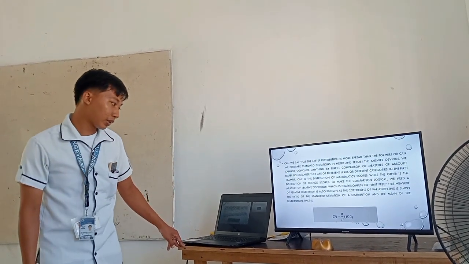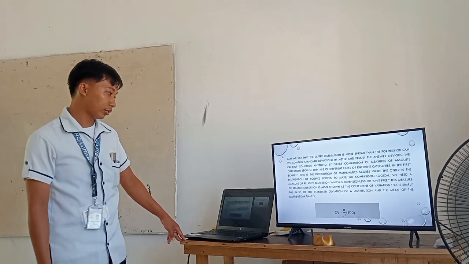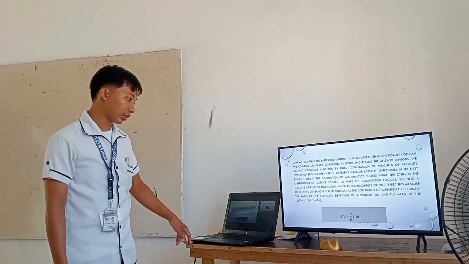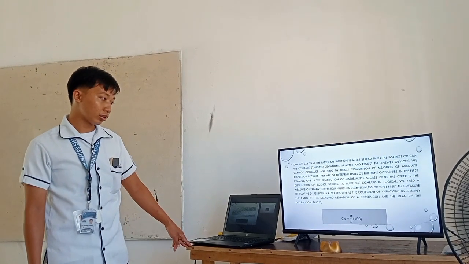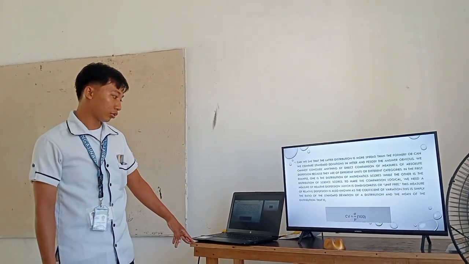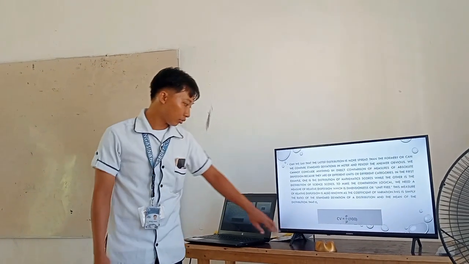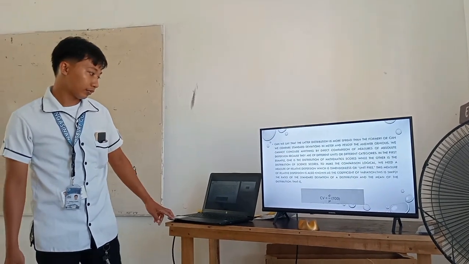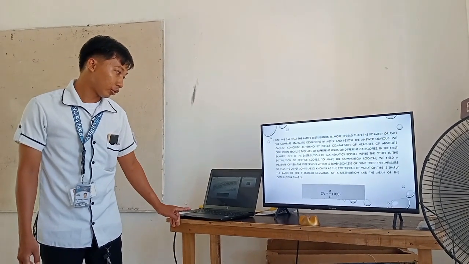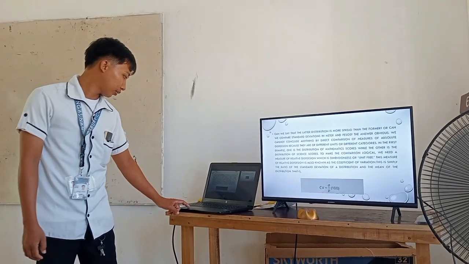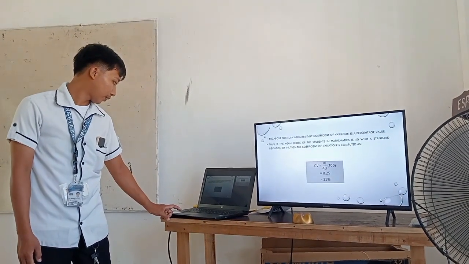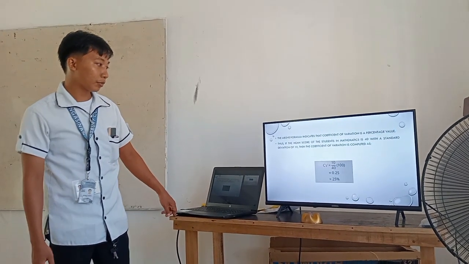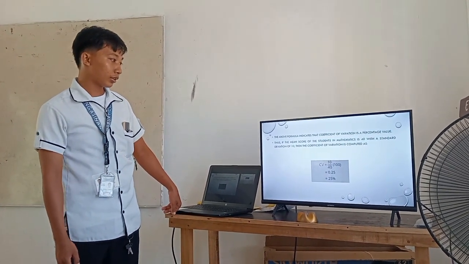This measure of relative dispersion is also known as the coefficient of variation. This is simply the ratio of the standard deviation of a distribution and the mean of the distribution. So ito po yung solution para po sa coefficient of variation. The above formula indicates the coefficient of variation is a percentage value.